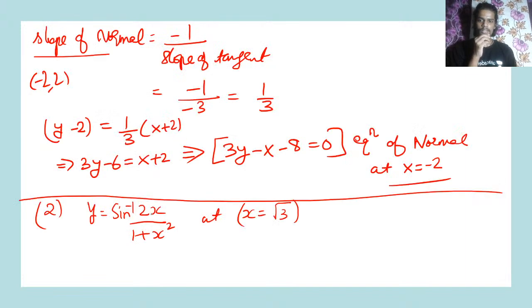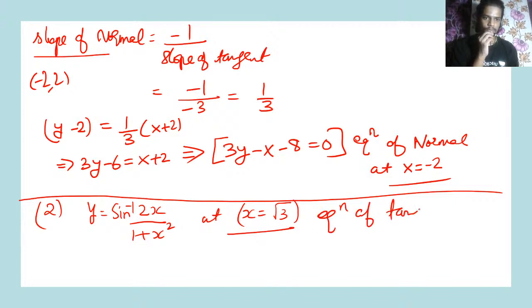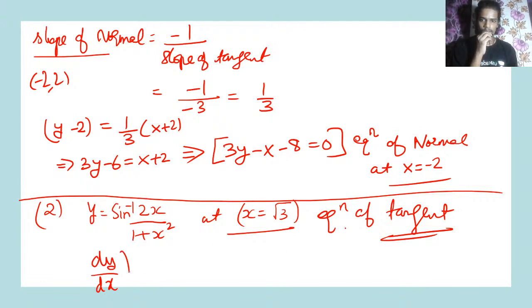so the equation we have is y equals sine inverse 2x upon 1 plus x square, and we have to calculate the equation of tangent. Now you see, we have to calculate dy by dx, because for a tangent equation you need slope. This will give me slope and this will give me a point. Okay, now yesterday I told you how to solve these questions.